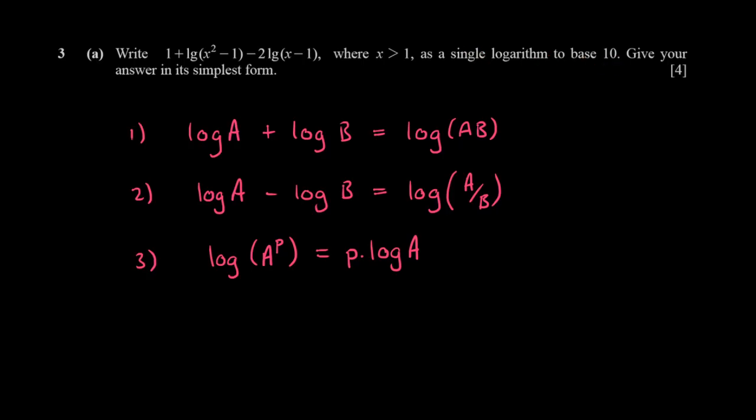Now, at this point, it's always helpful to review the 3 basic log laws. If I've got log a plus log b, that's equal to log of a times b. If I've got log a minus log b, that's equal to log of a divided by b. And if I've got log of a to the power of p, then that is equal to p times log a. In other words, I take the power and I can bring it down to the front.